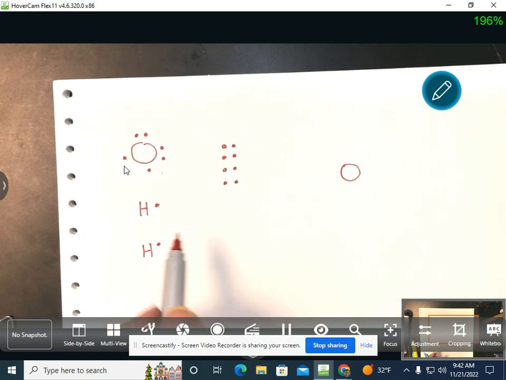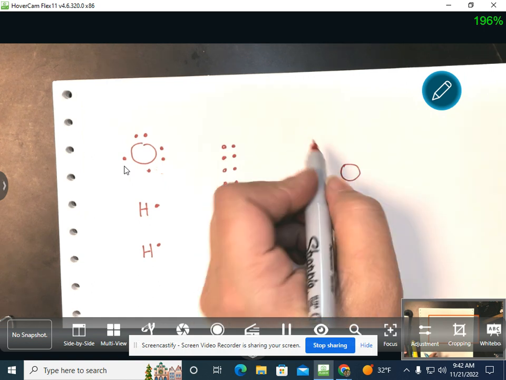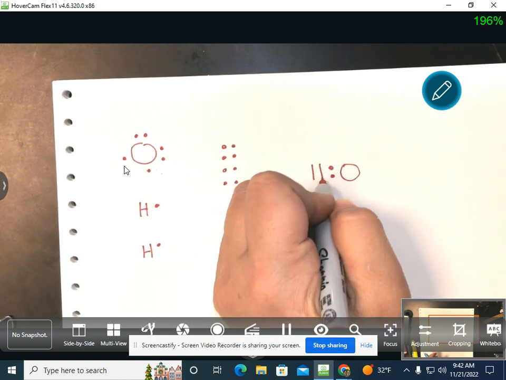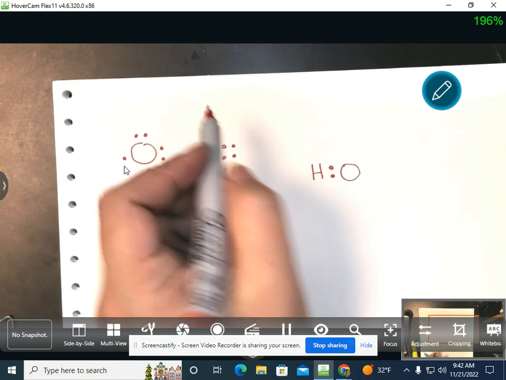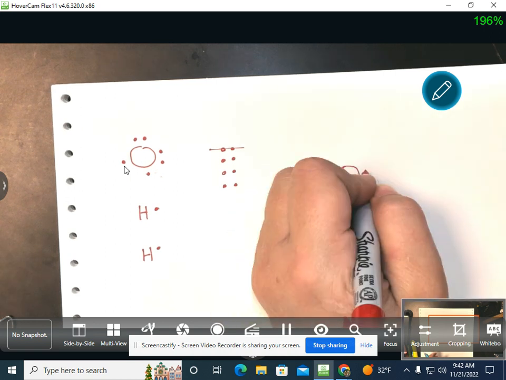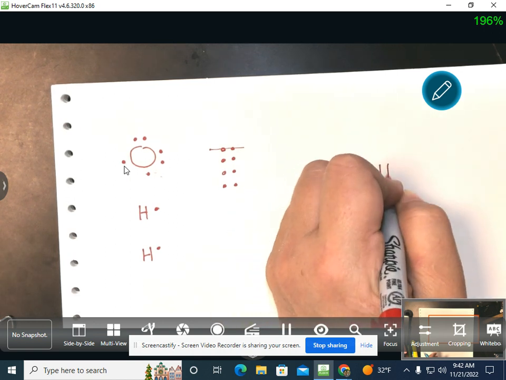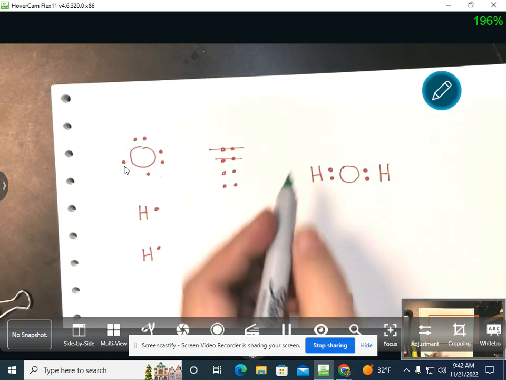Now, let's use these pairs and glue them onto this oxygen. We're going to take one pair and glue it there. We're going to take another pair and glue it on here. Where do you want to glue it? Top, right, bottom? So I used 2. Now, let's check for happiness.